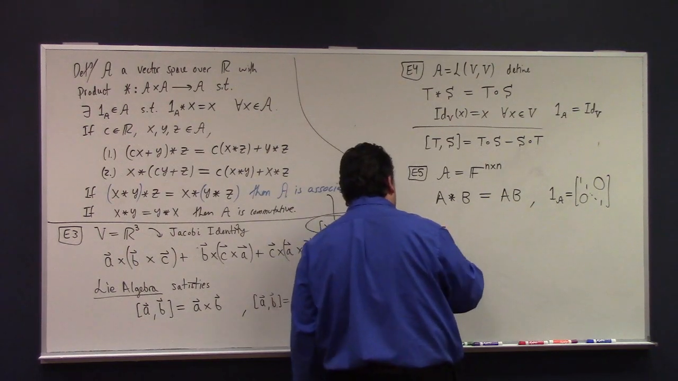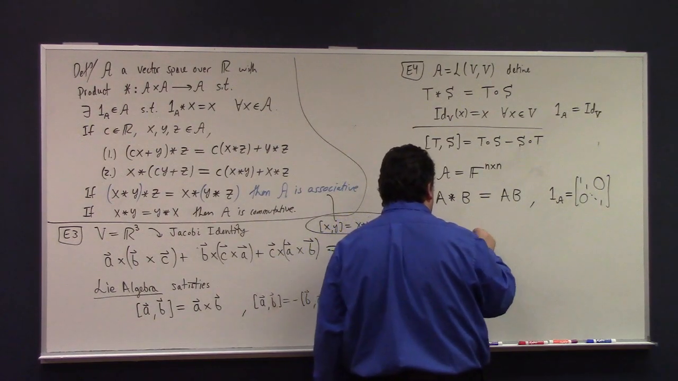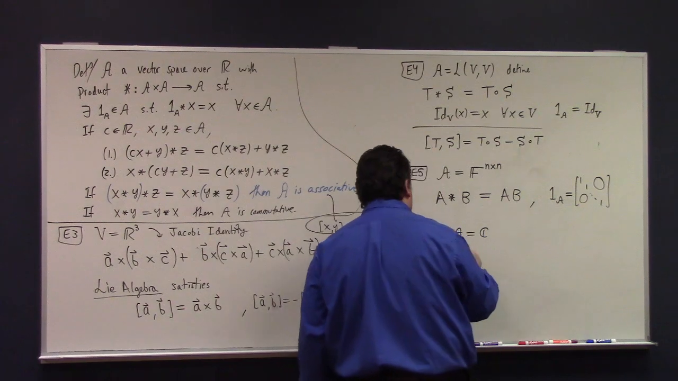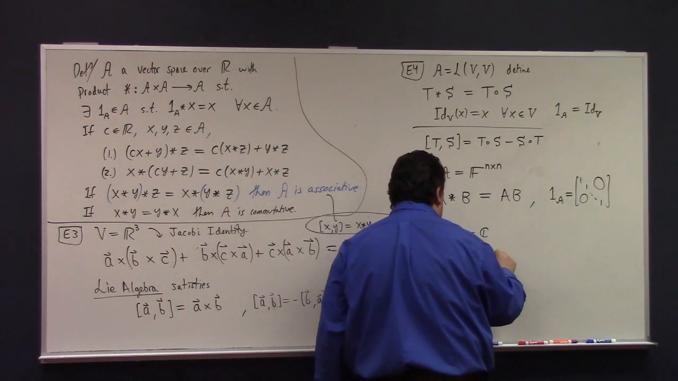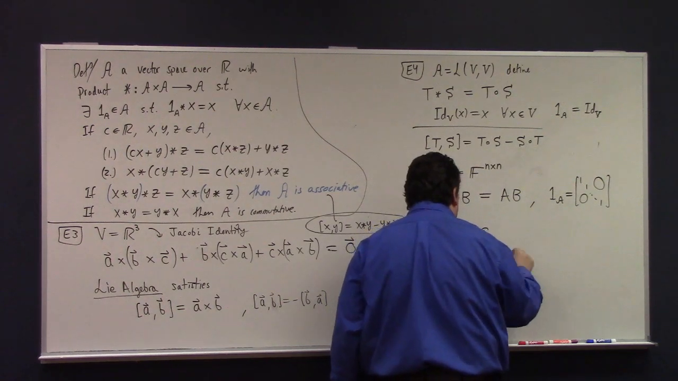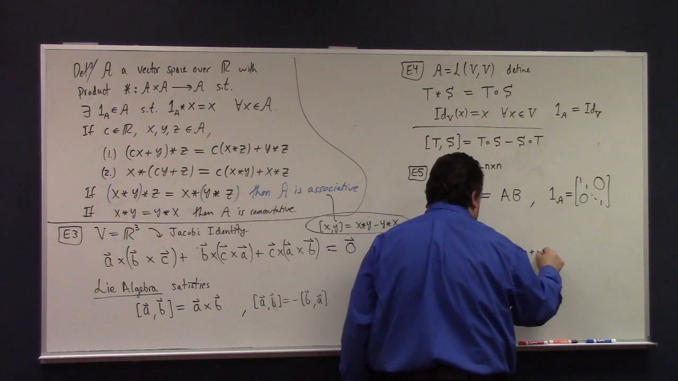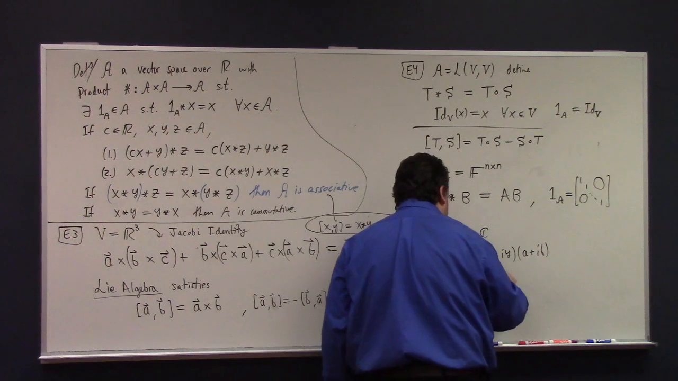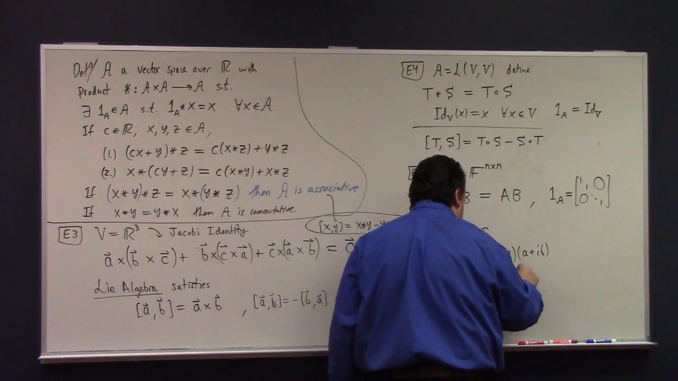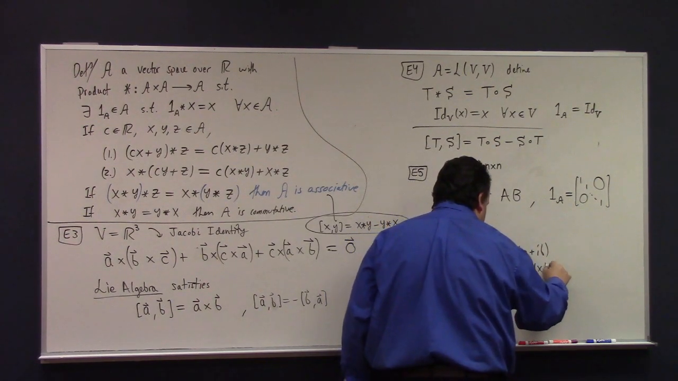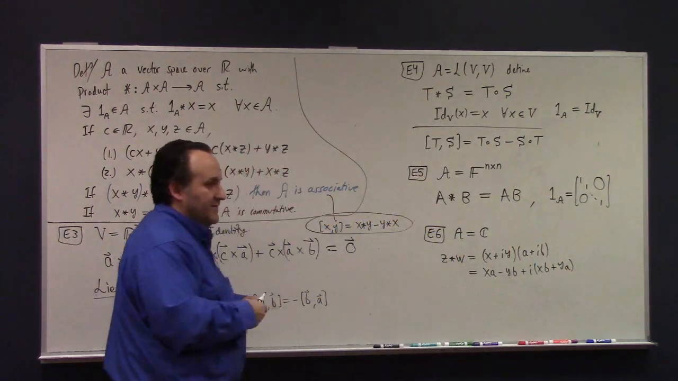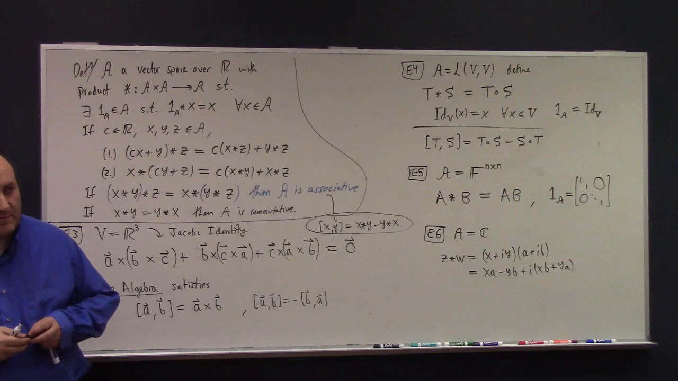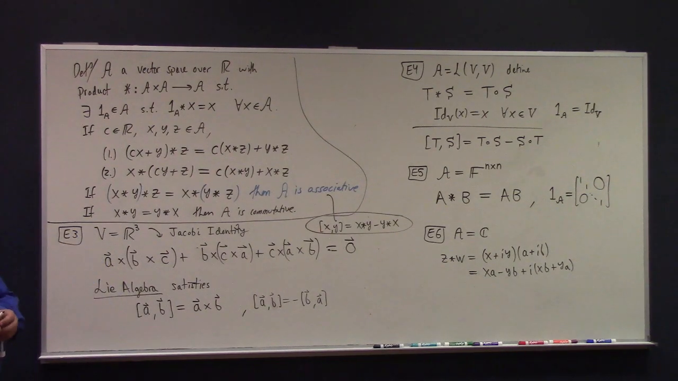So you guys want me to talk about complex numbers? Well, here it is. A equals the complex numbers, z times w. In other words, x plus iy times a plus ib. Define it as xa minus yb plus i times xb plus ya. Complex multiplication defines an algebra. The complex numbers are an algebra.